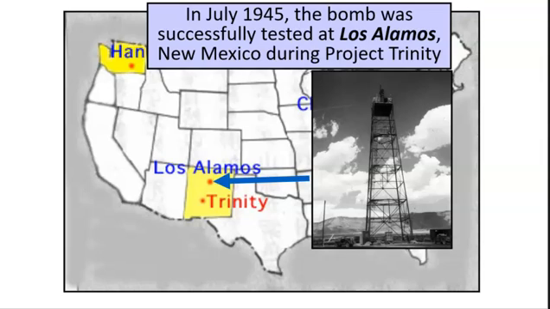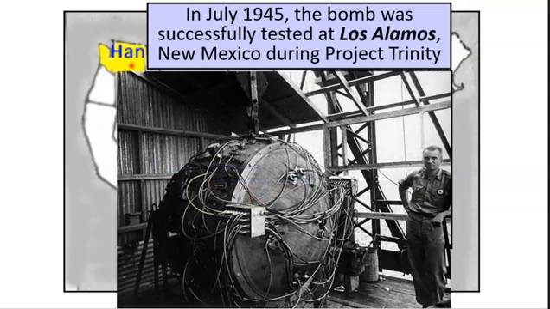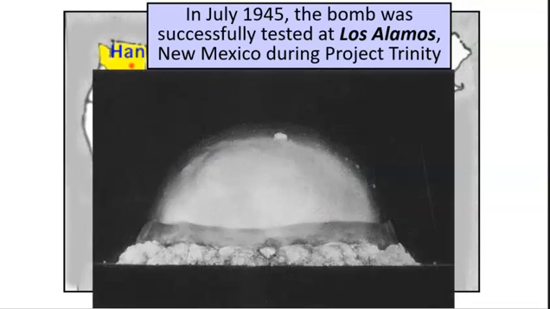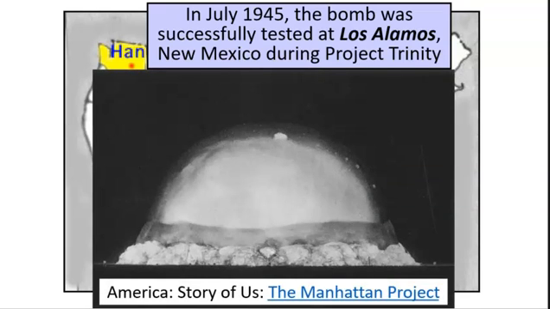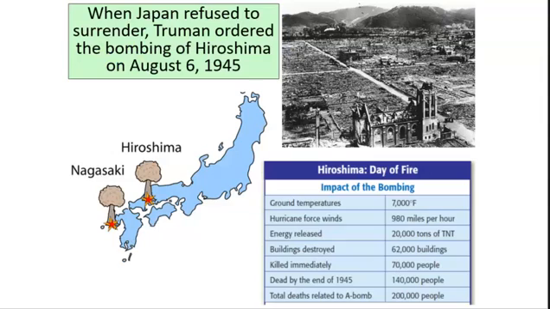The first bomb is successfully tested in the New Mexico desert, and it was called Project Trinity, the name of that first one at Los Alamos, a place you need to know about. There's the actual bomb itself, and there's a picture of that thing exploding, which is pretty incredible to watch. Now, Japan is going to refuse to surrender. And so finally, Truman is going to decide to use this atomic bomb. The idea is to try and end the war quickly and save American lives.